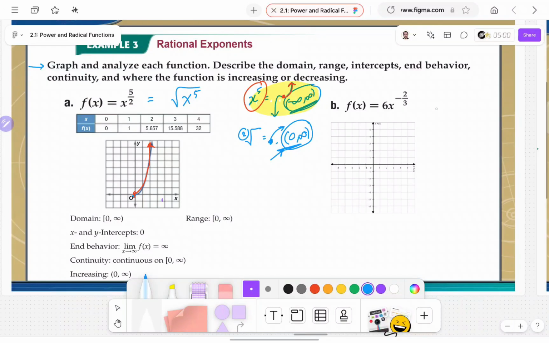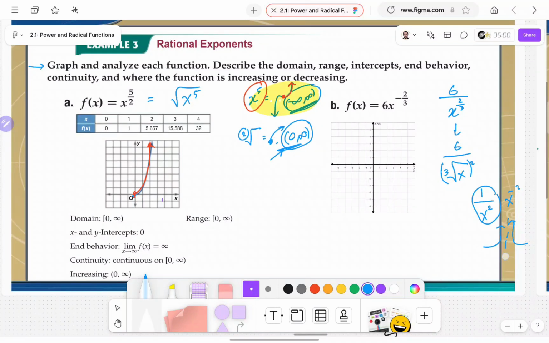Now how about this one here? Let's do it. Let's convert it to exponential or fraction form: 6 over x to the power of 2 over 3. Or we can write it as 6 over the cube root of x squared. So what is the domain now for 1 over x to the power of 2? It's x to the power of negative 2. So the graph for this is like this, right?